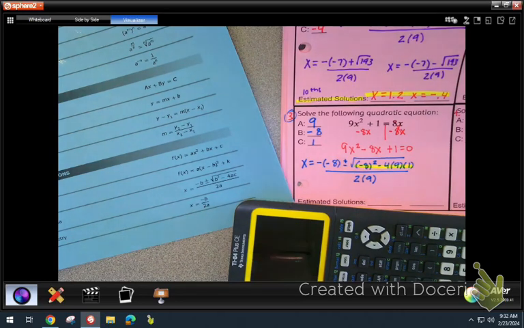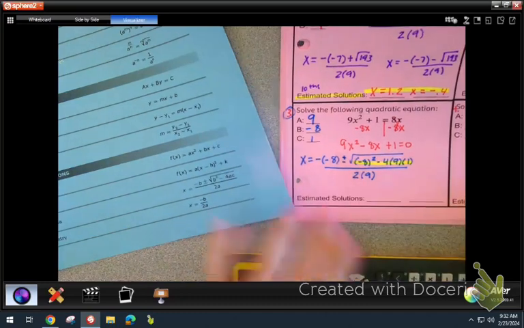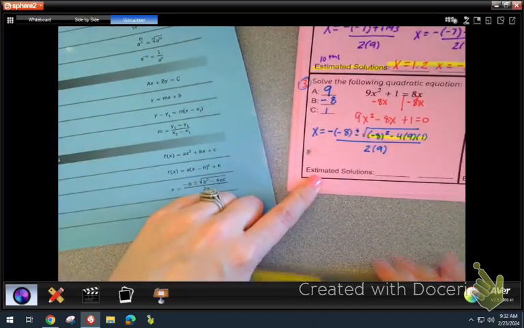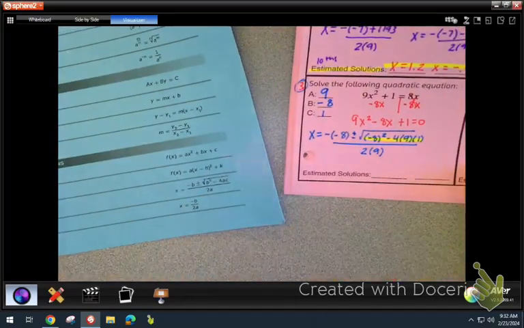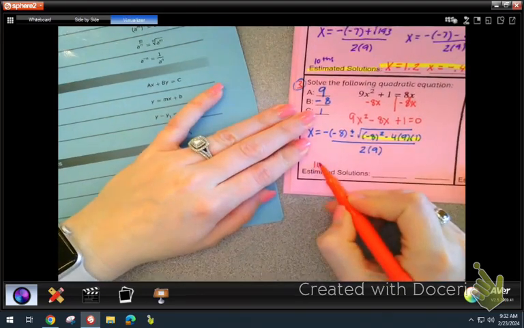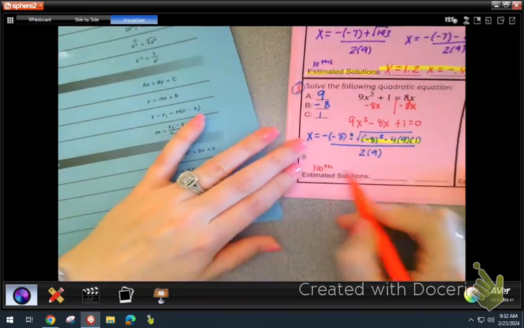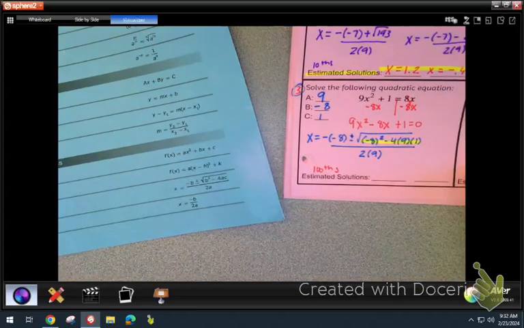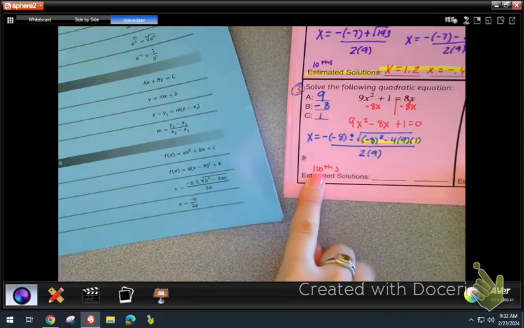Now, real quick, before you start typing, it says estimated solutions right here. So on this page, we are getting some problems that are going to have some decimals. It's very common with the quadratic formula to get crazy decimals. So I'm going to tell you how to round. Last class, we rounded to the tenths. I want you to round to the hundredths on this problem. Okay? So how many zeros are in 100? 2.